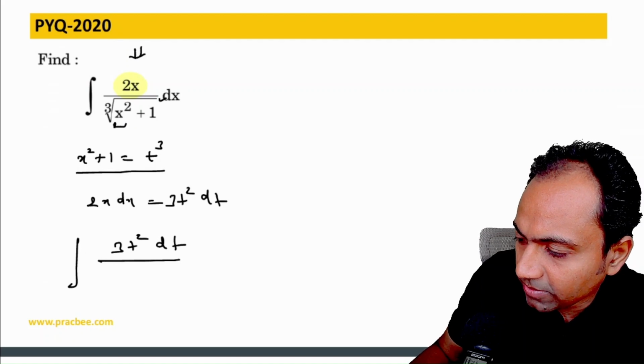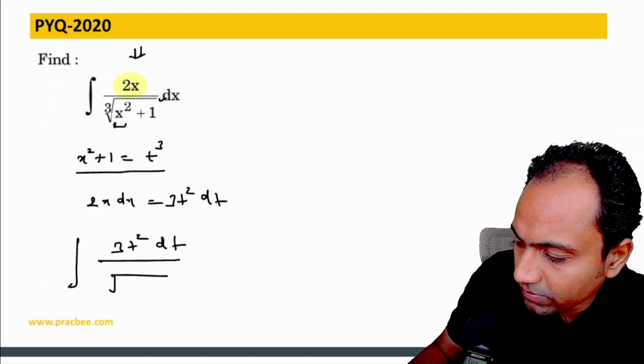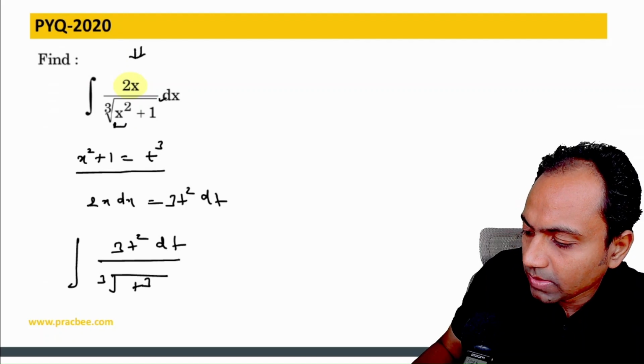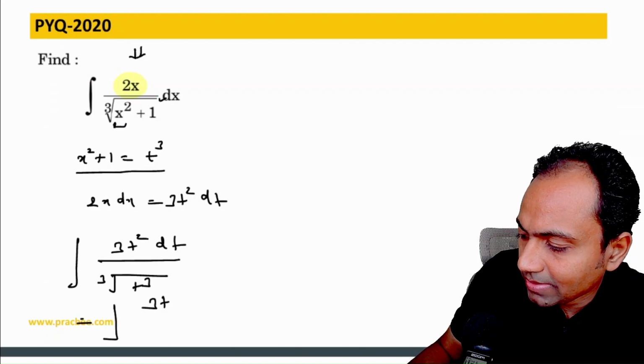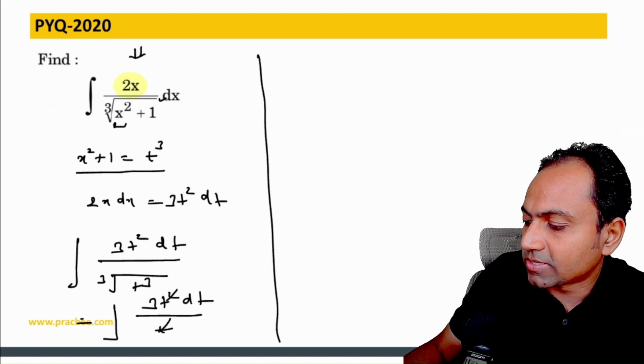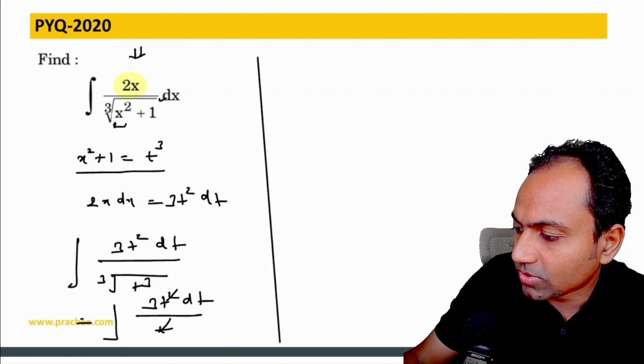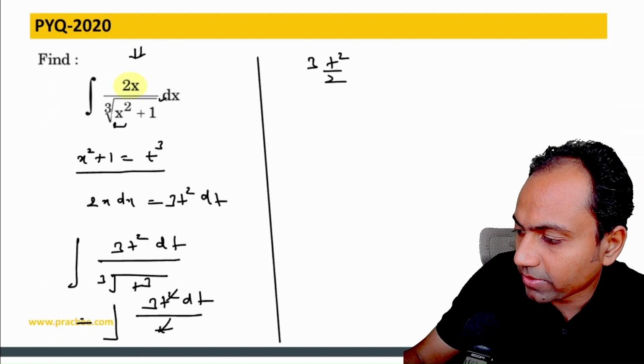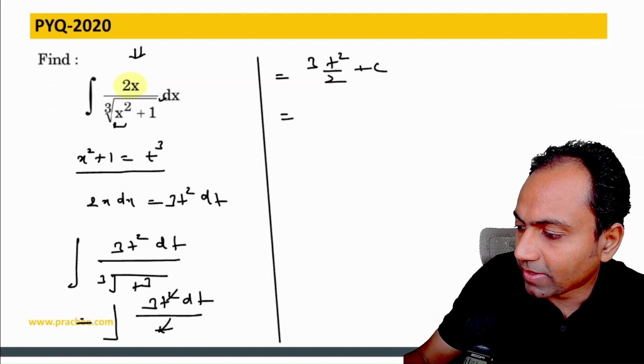And the denominator becomes nothing but the cube root of t cube, or we can write this as 3t square dt by t. So this t gets cancelled, and in the next step we will be able to integrate and get an answer. So the answer becomes 3t square by 2 plus c. And in the last step, let us substitute the value of t.